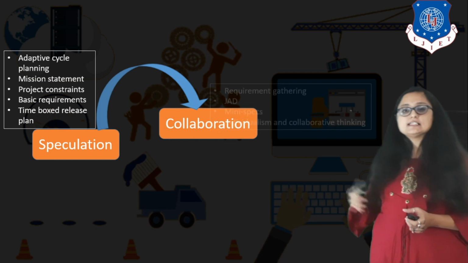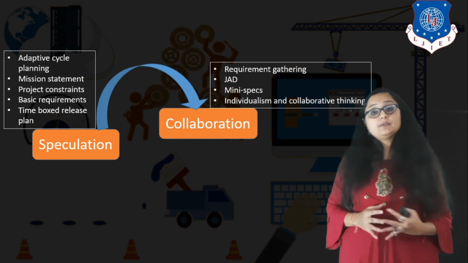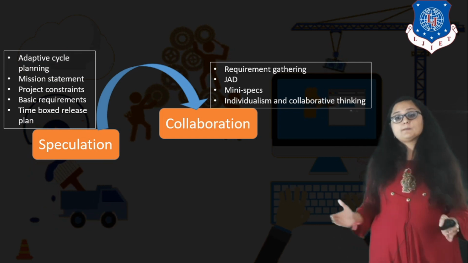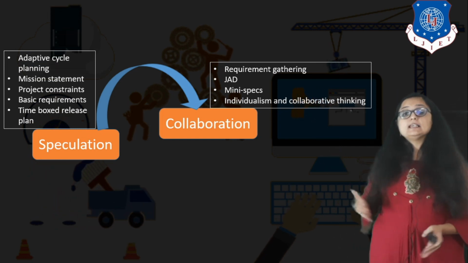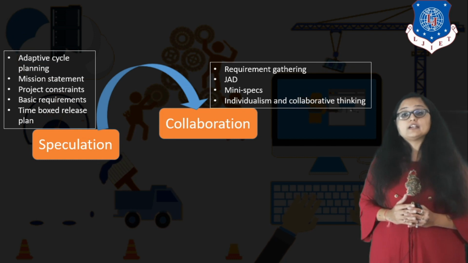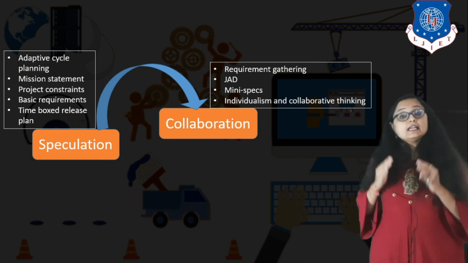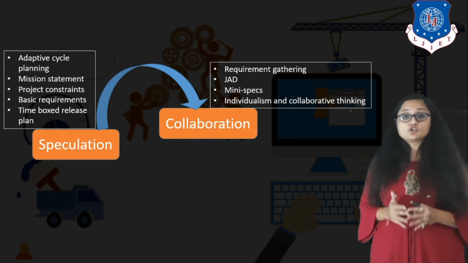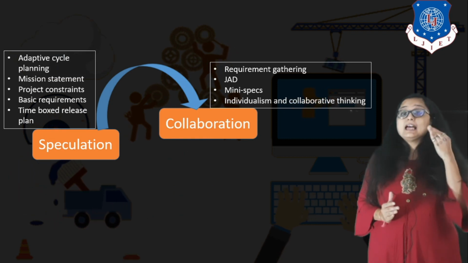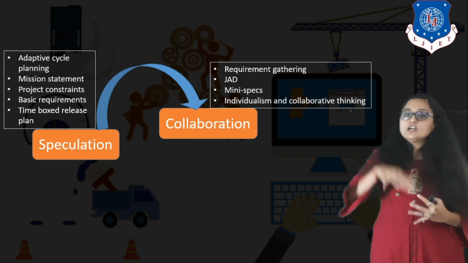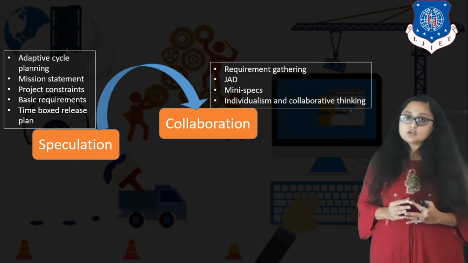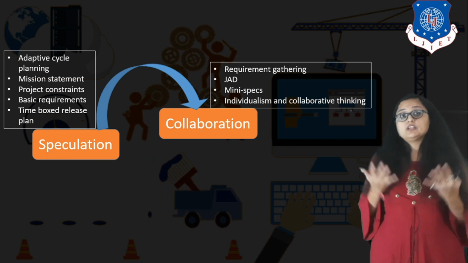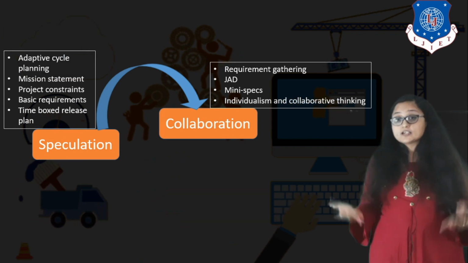After speculation is collaboration. In collaboration we are doing the requirement gathering. Also joint application development, that is JAD, is one of the main features of the adaptive software development process, in which everybody in the project has to work collaboratively. They have to point out the mistakes of other developers, as well as self-analyze whether they are doing things correctly or not.